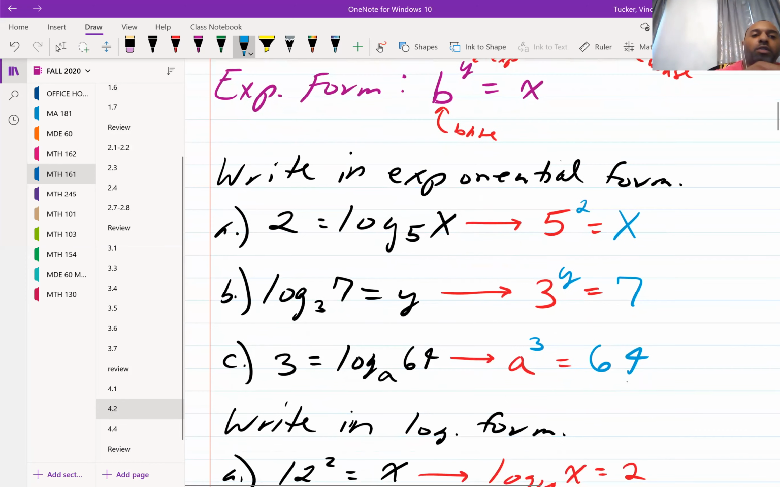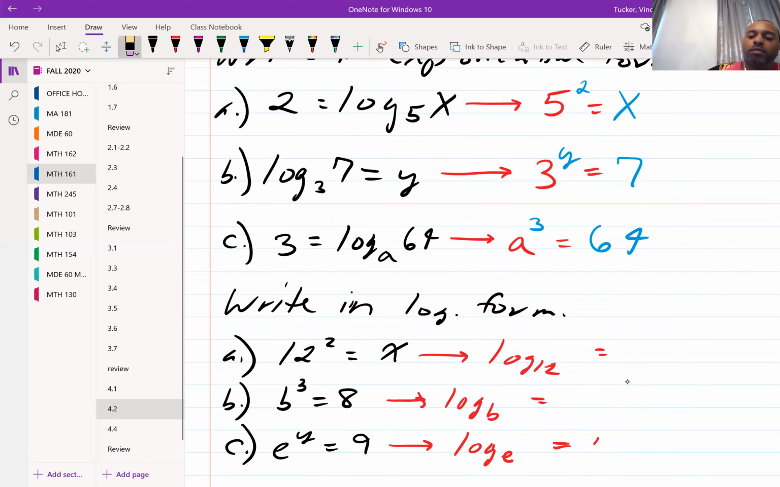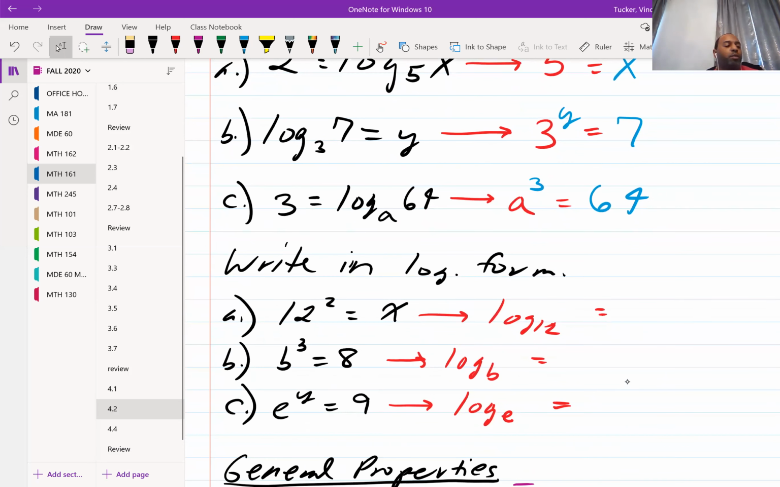All right, so do the same thing, but let me write that. We're going the other way with it. So we have the exponential form we're going to write in log form for the next 3. So just like before, we want to start off with the base. So we have 12 squared is equal to x. So 12 is my base, so it's going to be the base of my log as well.